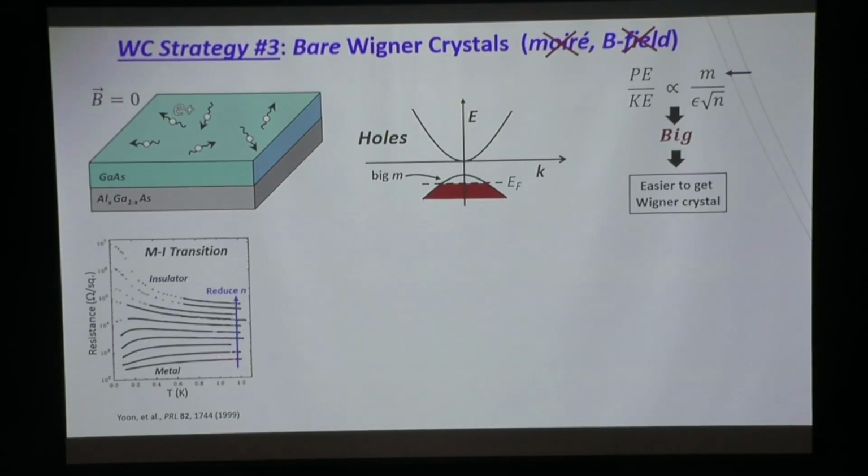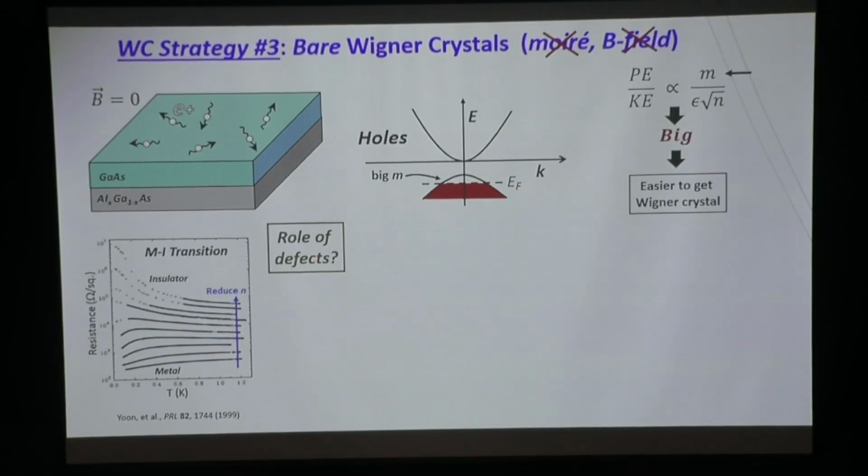Here at the bottom is high density. The resistance versus temperature goes down. That's metallic behavior. At low density, the resistance versus temperature goes up. That's insulating behavior. And so this metal to insulator transition is evidence for Wigner crystal because you expect Wigner crystals to be insulating.